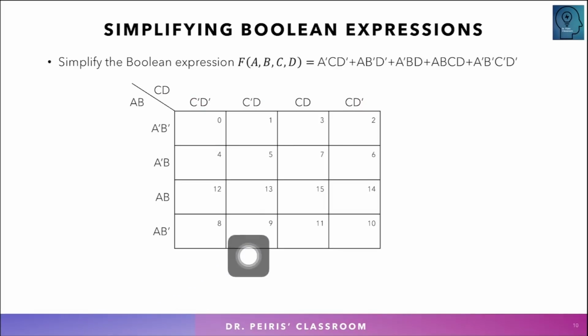Let's do another one. So the first one is A prime, C D prime. So here is C D prime. Now I am looking for A prime. So here is A prime, here is A prime. So I have A prime, C D prime here.